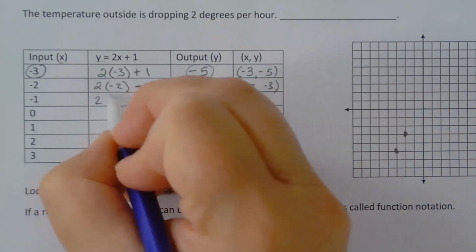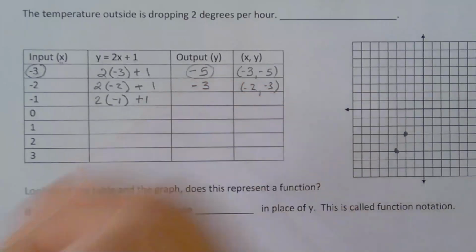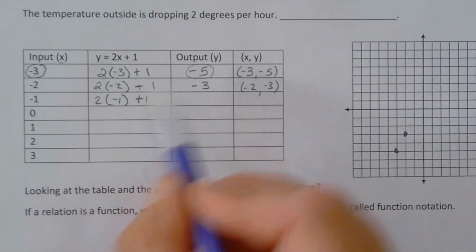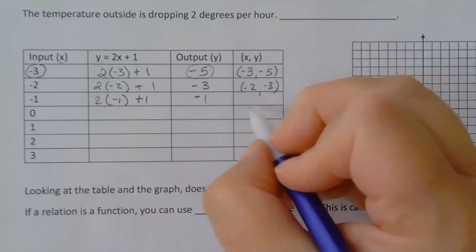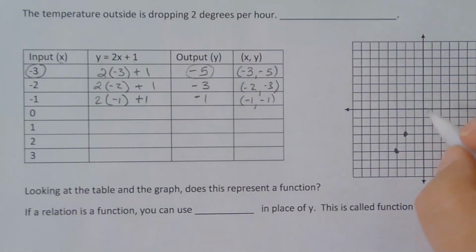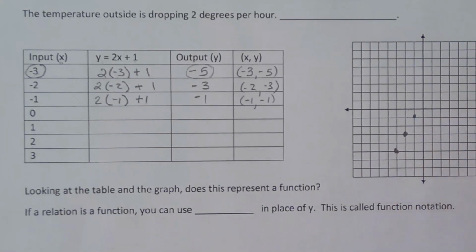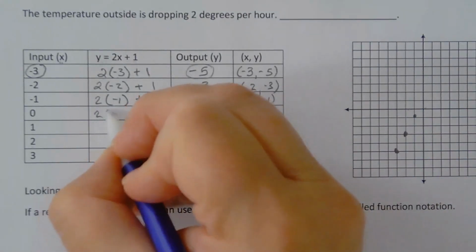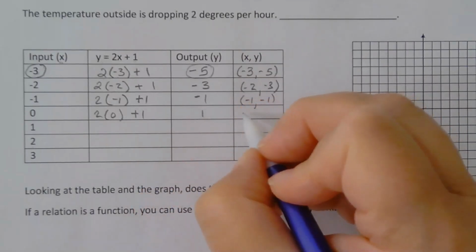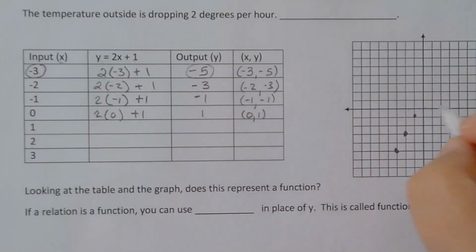All right, 2 times -1, add 1. So -2 add 1 is -1. And some of you may use your calculator to get these values, and that's fine. So -1, -1. And we'll put 0 for the input, add 1. So 2 times 0 is 0. 0 add 1 is 1. So 0, 1 is on our graph.